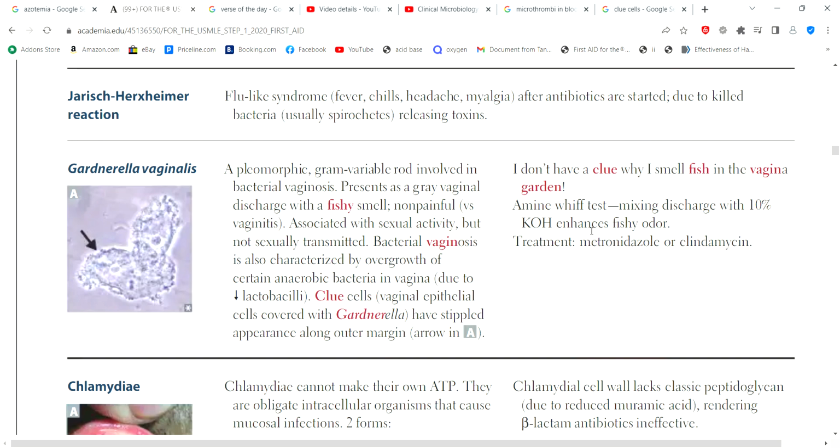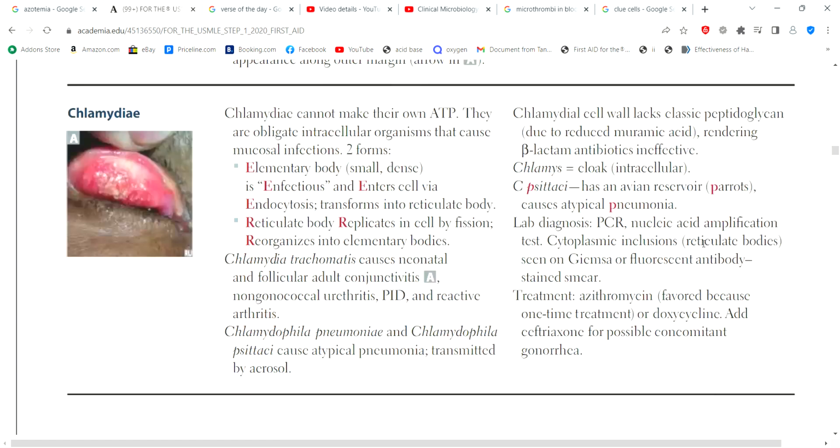And you smell it, and it produces a fishy odor. That's how you know you have it. With 10% potassium hydroxide, the fishy odor gets worse. Treatment is metronidazole or clindamycin. Okay. Next, going to chlamydia.